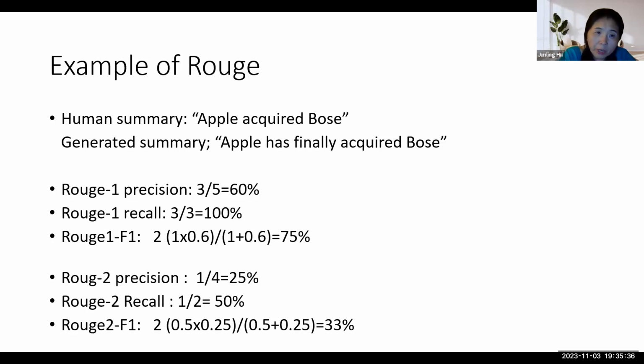Now in the paper, they have ROUGE-L. L means the longest grams.